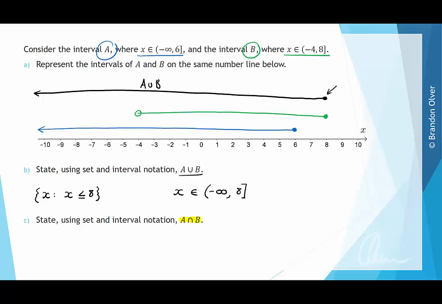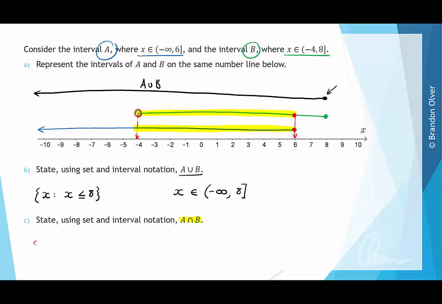For part C, we need to look at the intersection of A and B. So this is the set of values of x which are in both A and B. So if you have a look at that, this section here and this section here are overlapping, so they represent the intersection. If we go down from here, we can see that that point there is negative 4, and that point there is excluded because it's excluded on this interval here. And if we go down here, we can see it goes until 6, and that's included on both that interval and this interval, so that would be included in the intersection.